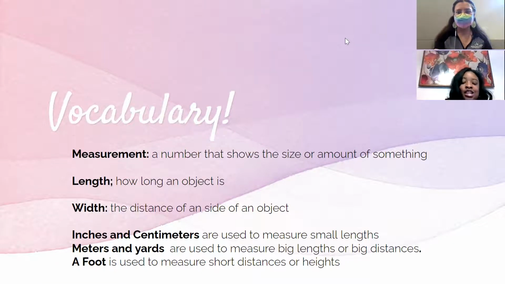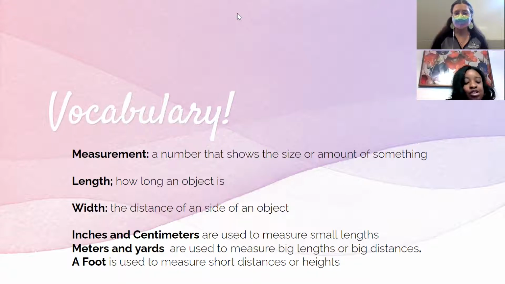Okay, class. So today we're going to go over the vocabulary. And remember last week we did discuss a little bit, so it's just going to be a review. So remember, measurement is a number that shows the size or the amount of something. And the length is how long an object is. The width is the distance of a side of an object.